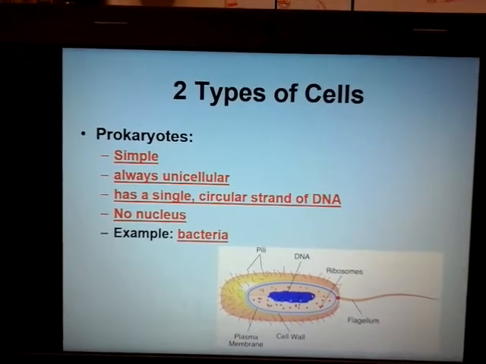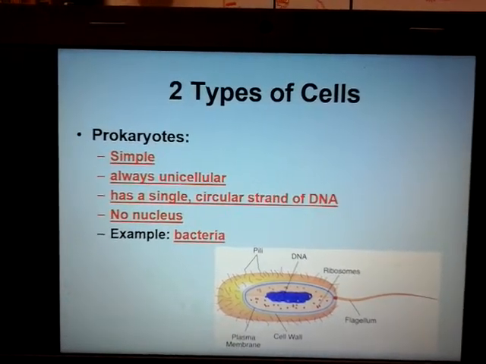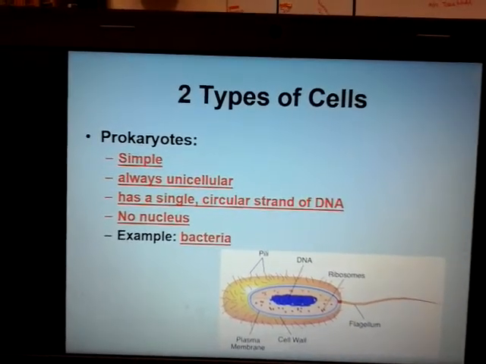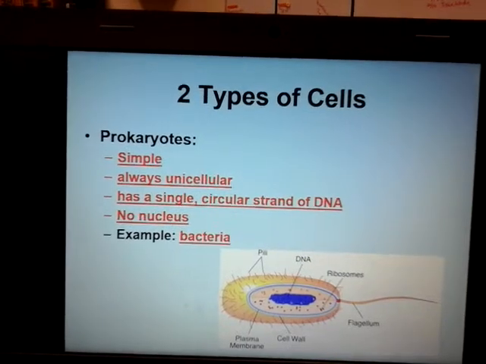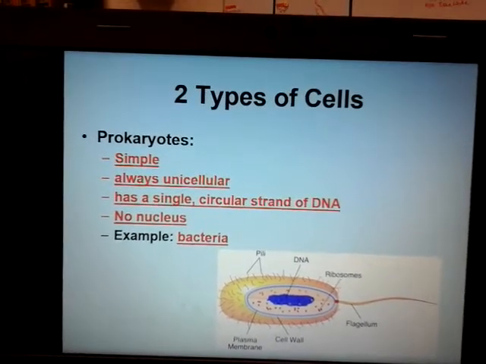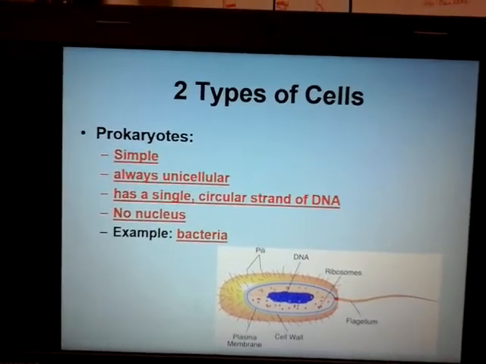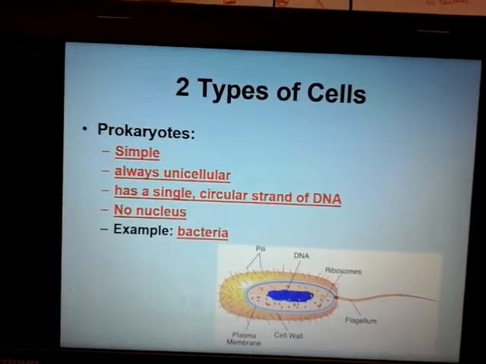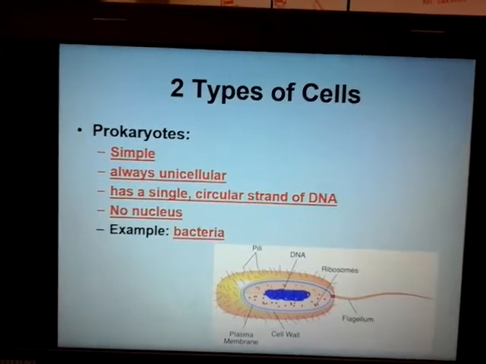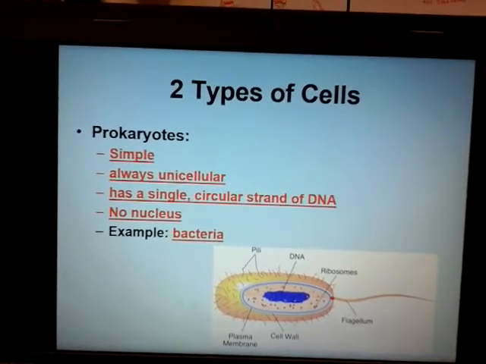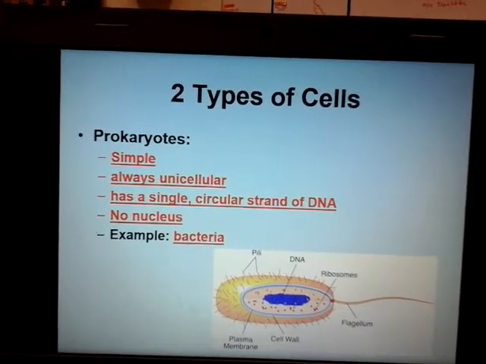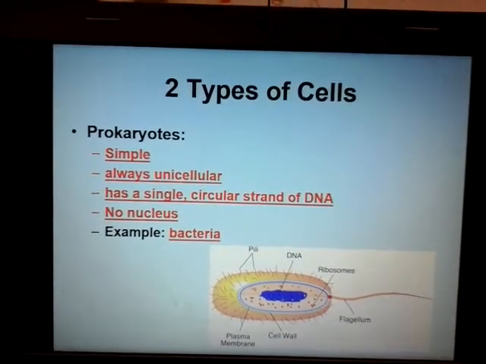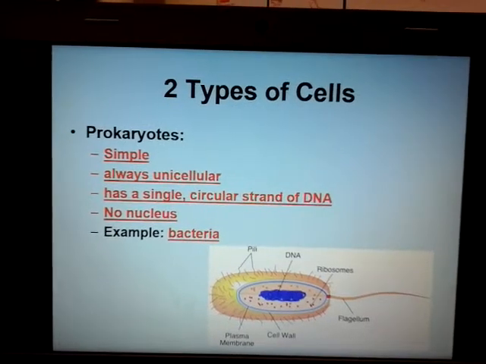They're also simple. And what we mean by that is they don't have a lot of parts. You've probably heard of mitochondria, Golgi bodies, endoplasmic reticulum. If you haven't, you're going to. They don't have a lot of parts inside of them. It would be like a bicycle. A bicycle doesn't have an engine. It doesn't have all these parts that a motorcycle would have. So that's what we mean when we say something simple. It doesn't have a lot of parts. Prokaryotes are also always unicellular.